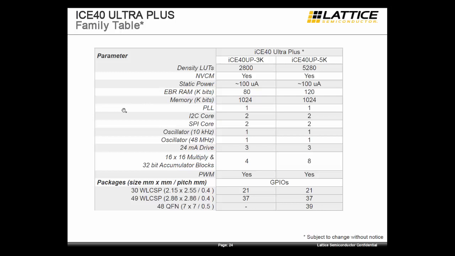In the case of the 3000 lookup table device, we do have 4 DSP blocks. And in the case of the 5K device, we do have 8 DSP blocks and some PWM functionality. The packages available in this family are as follows. There are 30-ball and 49-ball wafer level chip scale package devices as small as 2.15 by 2.55 millimeters and a ball pitch of 0.4 millimeters.